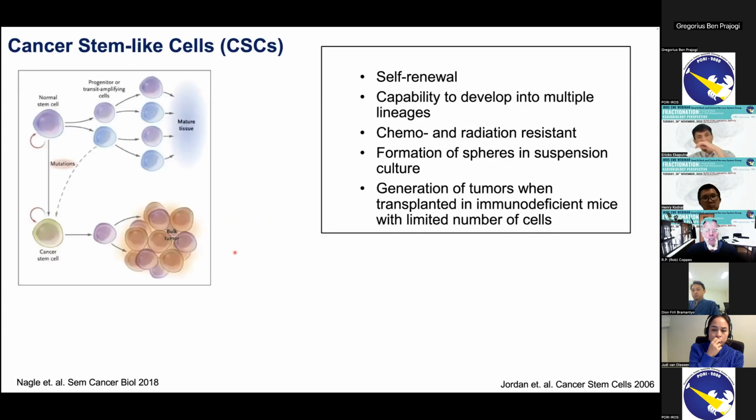So I'll show you a little bit the idea behind this. In a normal tissue, we have stem cells, and a stem cell is defined by the fact that it can self-renew, so make itself, but also proliferate into all the different cell types of this specific tumor or tissue. Then you have a tissue stem cell.